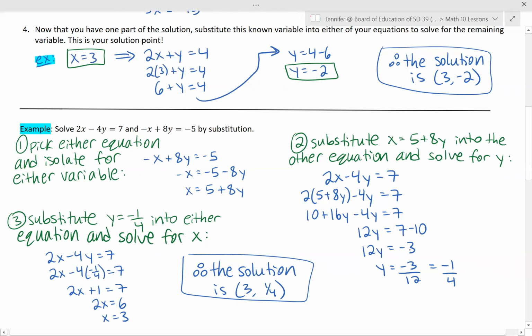7 minus 10 is negative 3. And then our last step to get y on its own is divide by 12. So negative 3 divided by 12 reduces to negative 1/4. So we have our y value as negative 1/4.